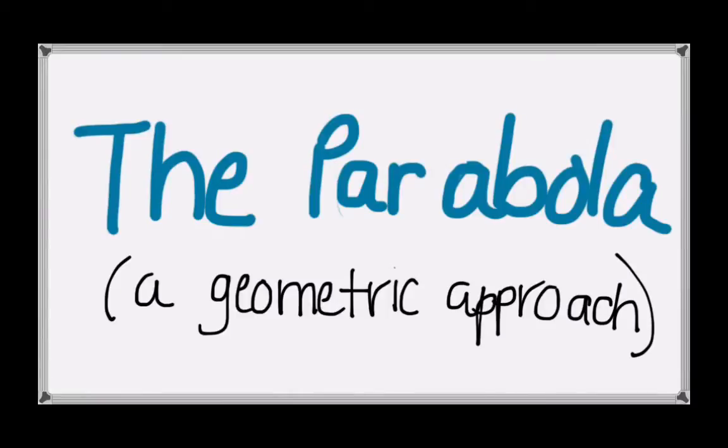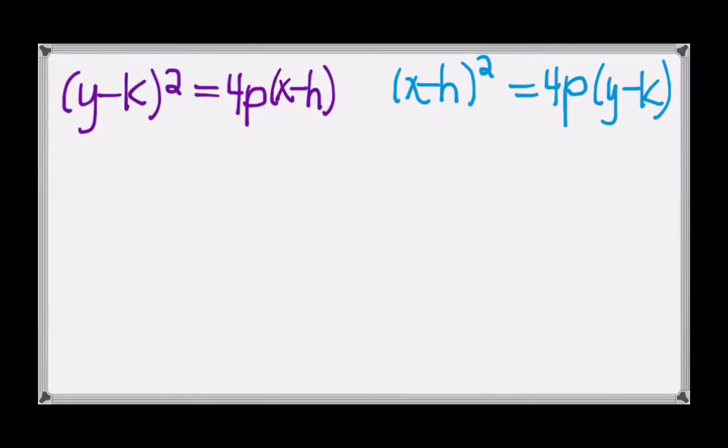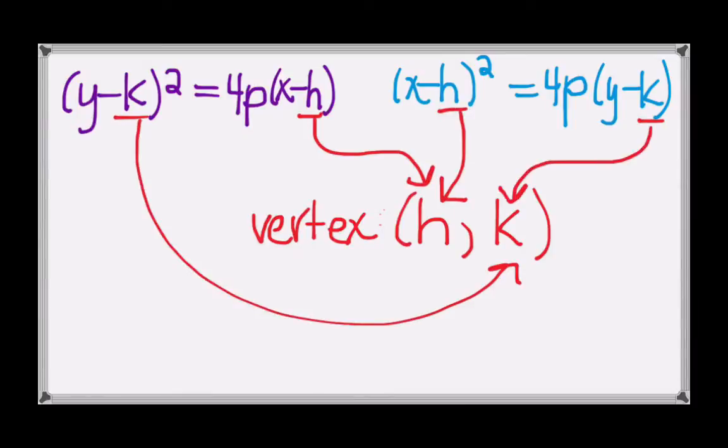In this video, I'd like to go over the parabola, including the equation of the parabola and how to graph a parabola. Here are the two equations of a parabola. In either case, you can find the vertex by using the values h and k. h is the value that's subtracted from the x, and k is the value that's subtracted from the y.